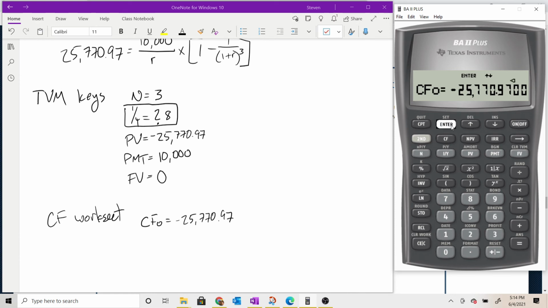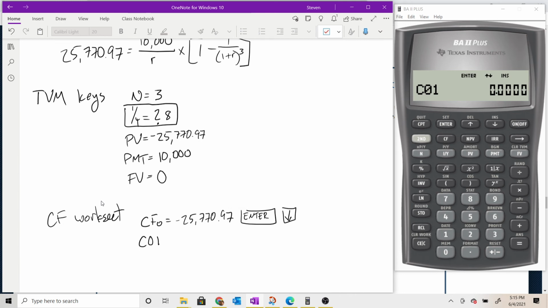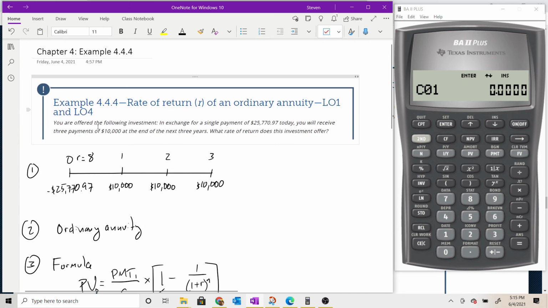Then we have to press the Enter key to store it. Once that's stored, we hit the down arrow key to go to the next entry. When we hit the down arrow key, the calculator shows us C01, which stands for cash flow 1. What it's asking for is, after that initial time period 0 cash flow, what happens at the end of your first period?